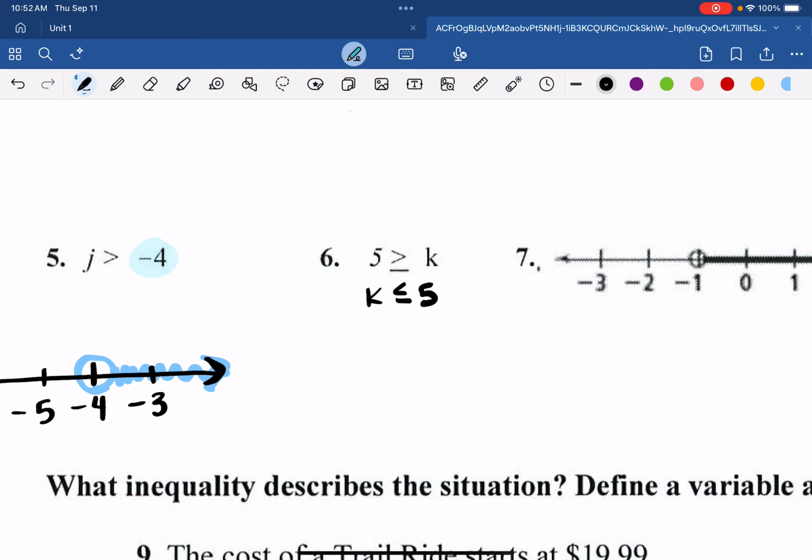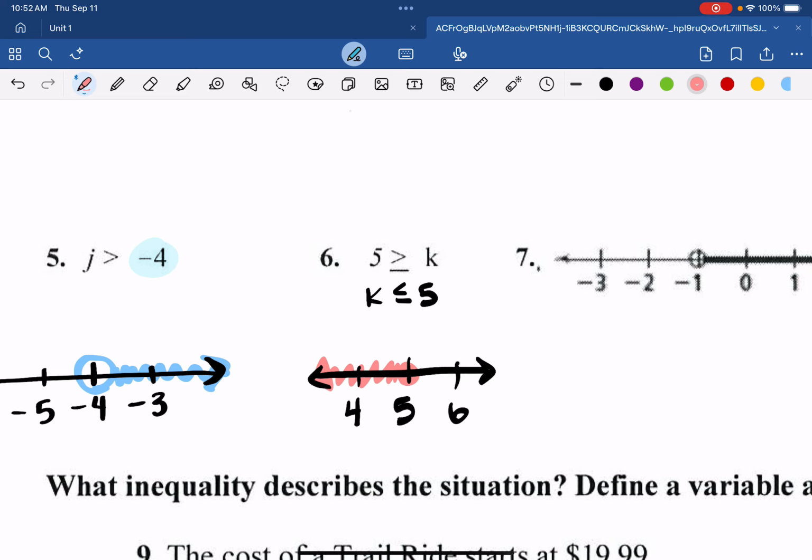Now I'm ready to graph. So here's my line. Here's my critical point. I have a 4 and a 6. I look at my symbol. I notice an or equals to, so I have a closed dot. And it's K is less than 5, so I'm going to shade to the left.